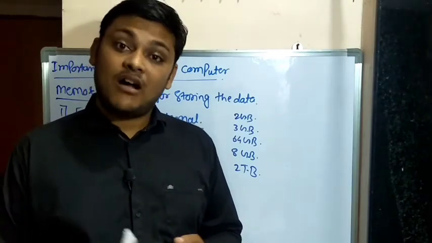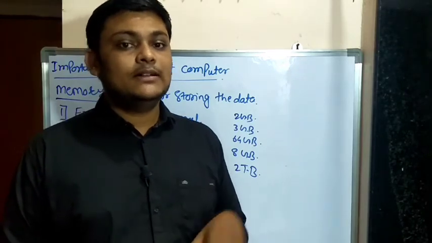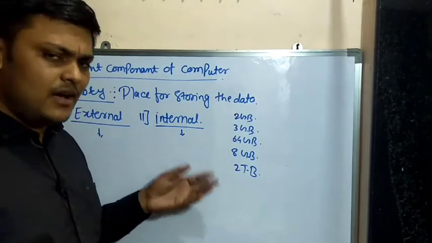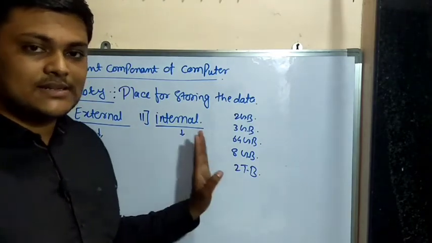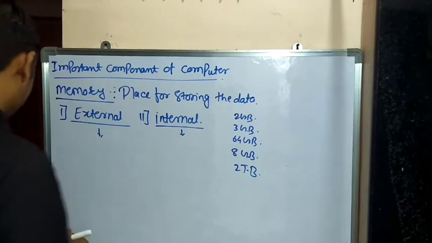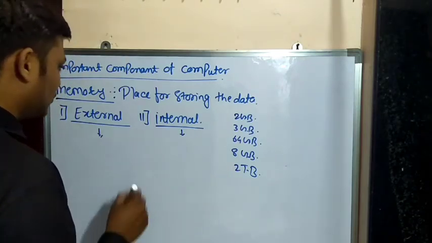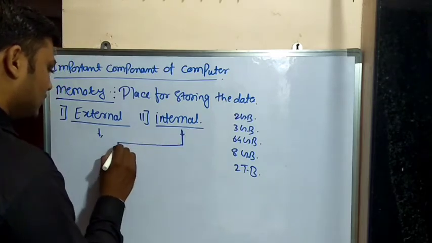So pen drive, hard drive. These are nothing but the devices which we connect to our devices externally or internally. Of course externally, so that's the reason it is called external. So these memories are of 2 types, external and internal. Okay beta, internal memory is also 2 types.